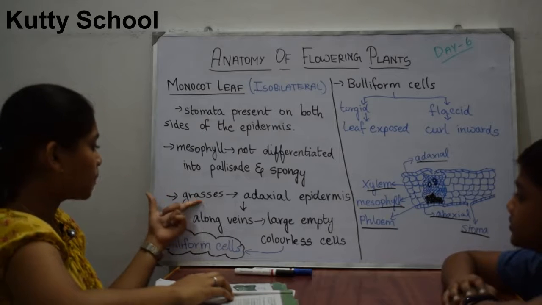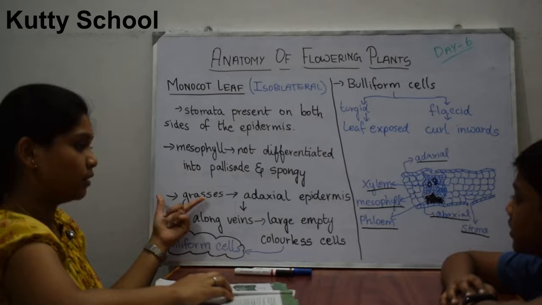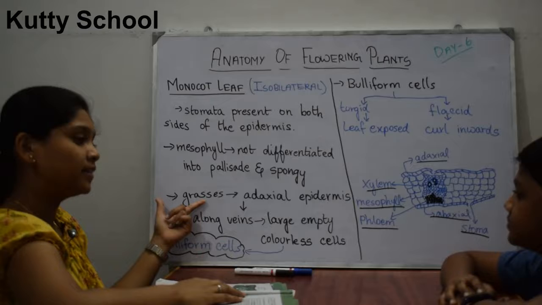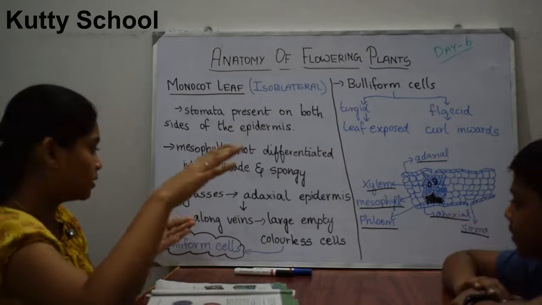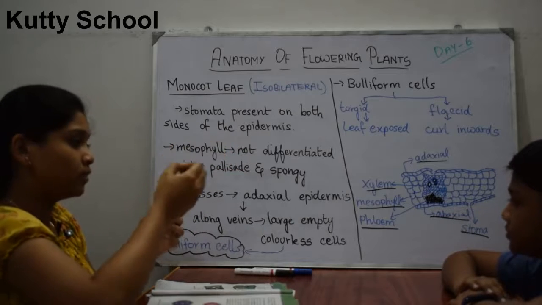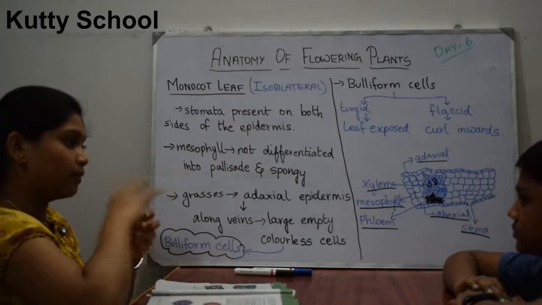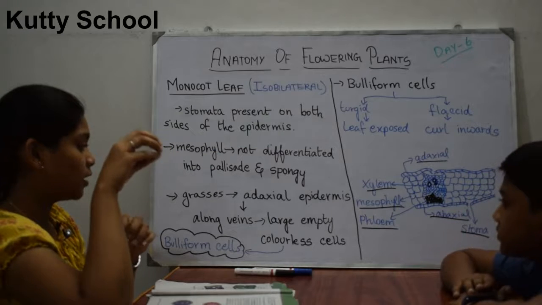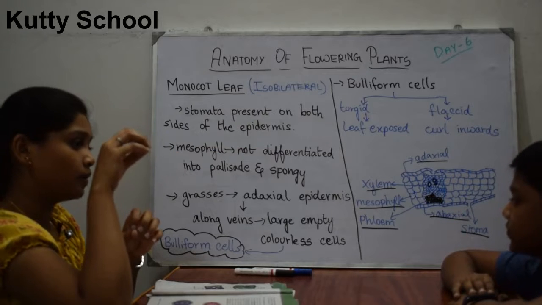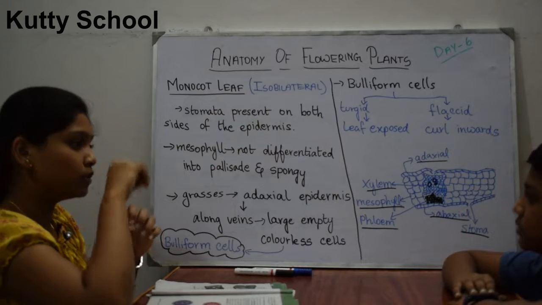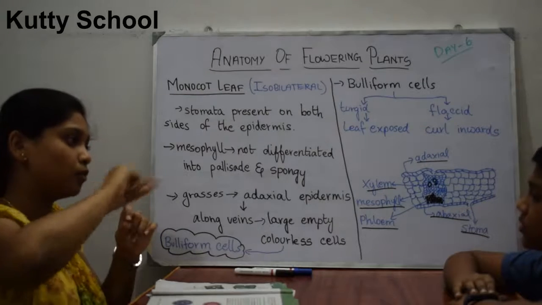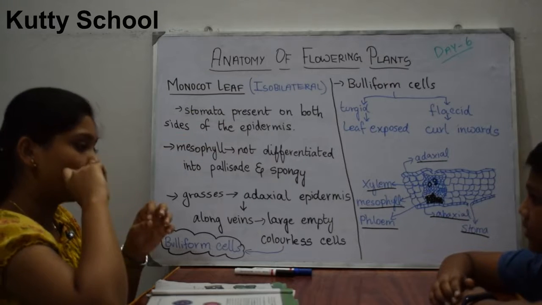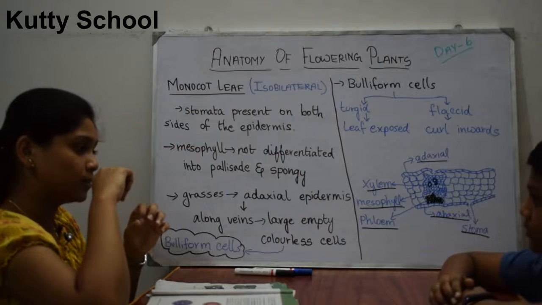In grasses, for example, the adaxial epidermis, which is the upper epidermis, has cells along the veins. In grasses, the veins are parallel venation, running so long. These veins have large, empty, colorless cells. Those veins will look white in color. These cells do not have any color; they are colorless.